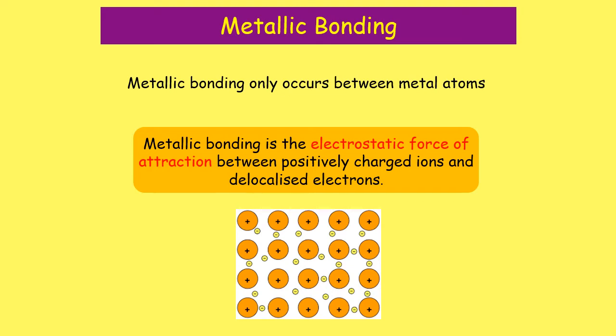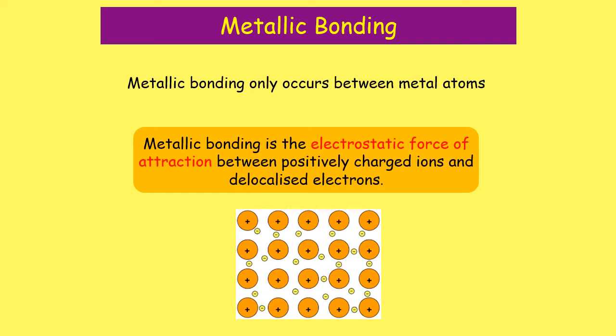So metallic bonding only occurs between metal atoms. So this could be a pure metal like silver, gold, sodium, or it could be an alloy, and an alloy is a mixture of two elements together. So something like brass is a mixture of copper and zinc, and so that is an alloy, and it would also have metallic bonding. In this next box in the middle, we have the definition of metallic bonding, which you need to be able to say.